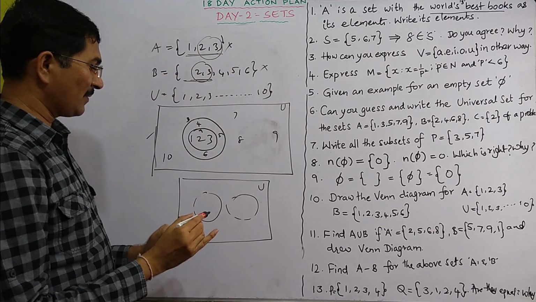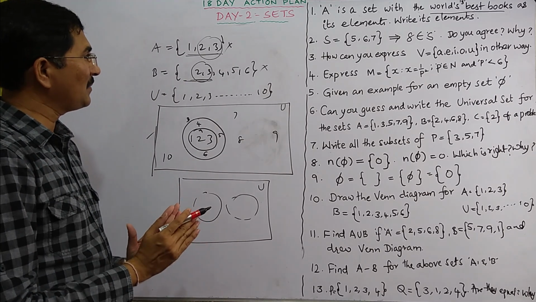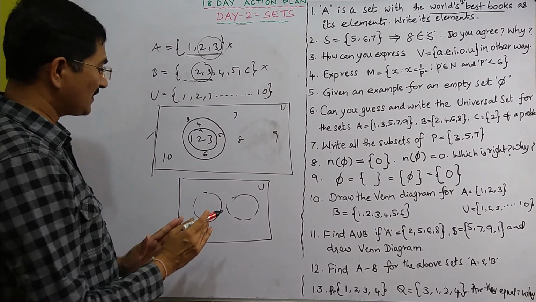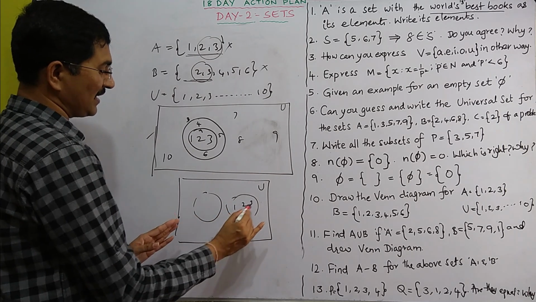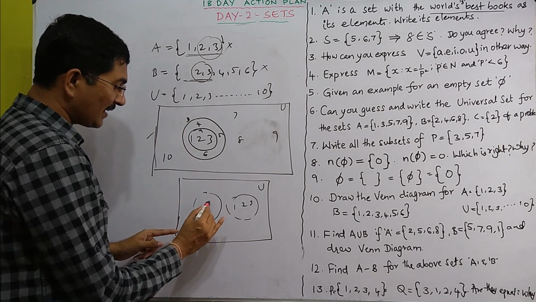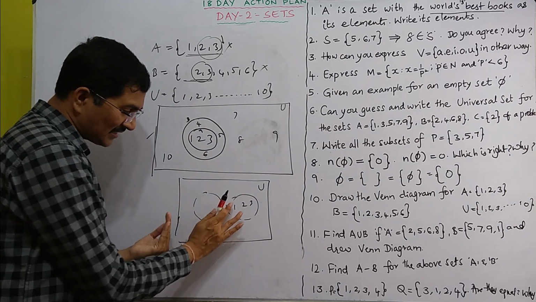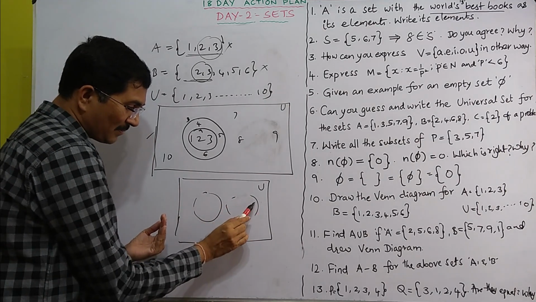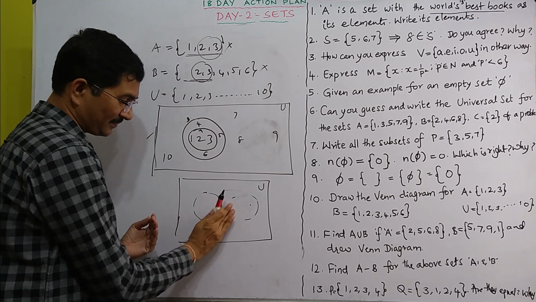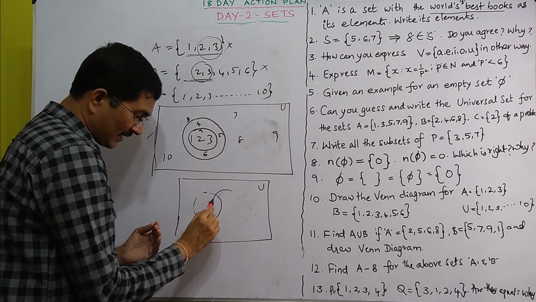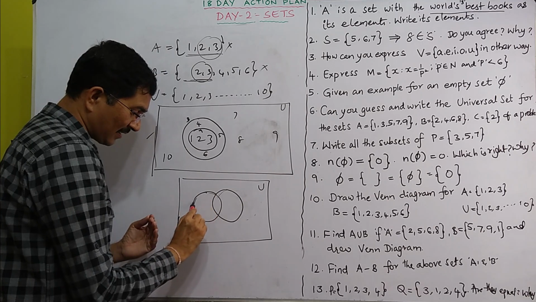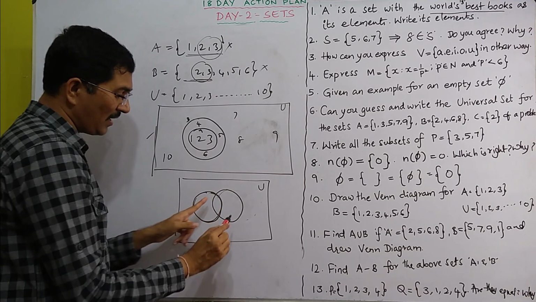So 2, 3 are common, so they must be written in between them. For example, if I write 1, 2, 3 here, and I can't write 2, 3 here, so 2, 3 must also belong to this. So let us get this a little bit closer to this. Now let us make this one a little bit closer, so that they touch each other. Now this area belongs to both.